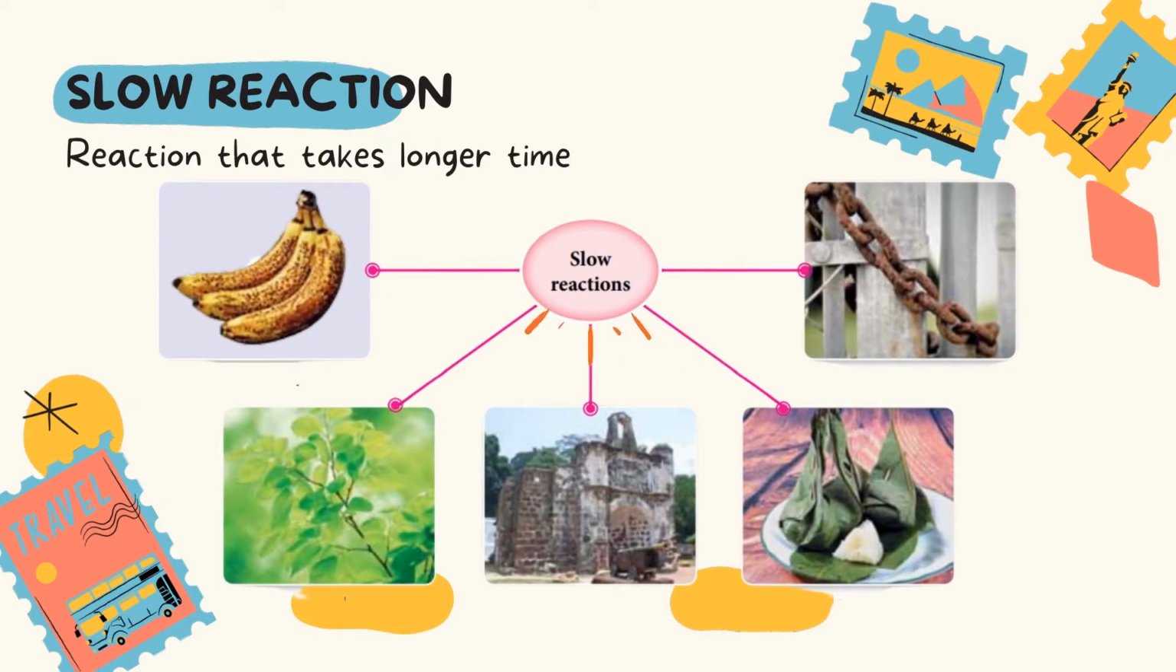Okay, so we can categorize reactions into slow reactions and fast reactions. Slow reactions are reactions that take a longer time to complete. These are examples of slow reactions: food decay, photosynthesis, rock erosion, fermentation, and corrosion of metals.